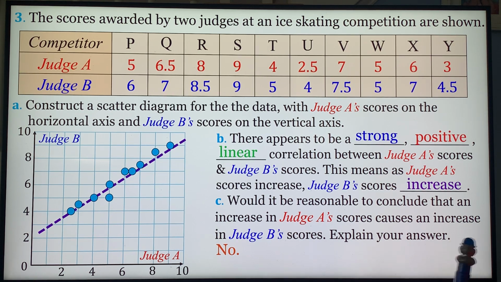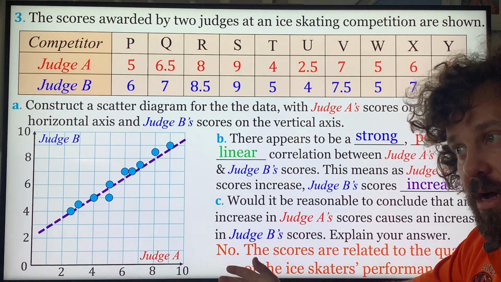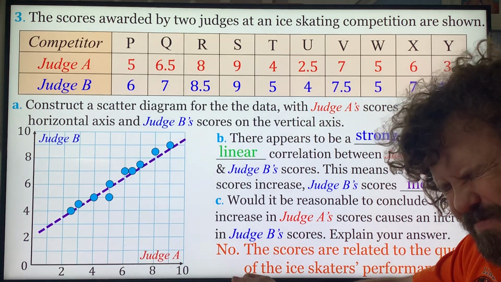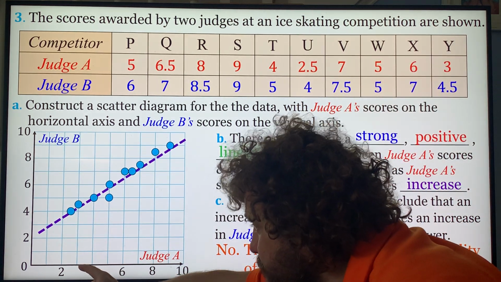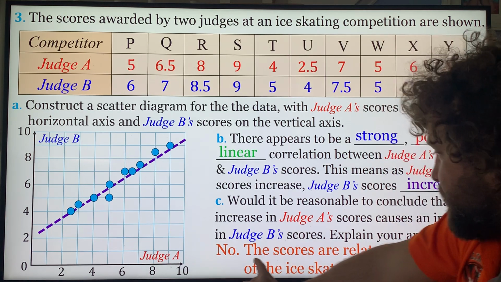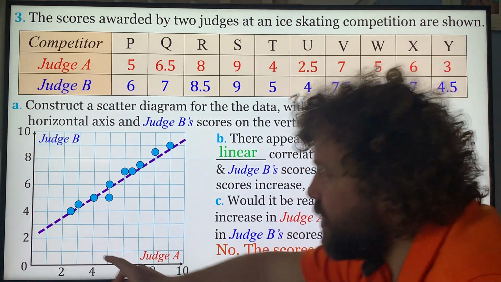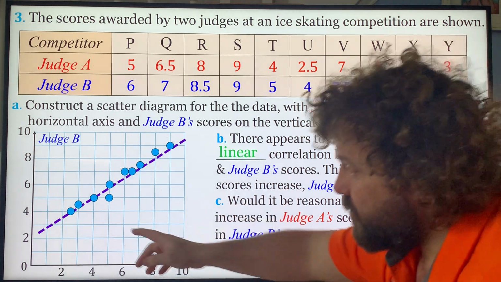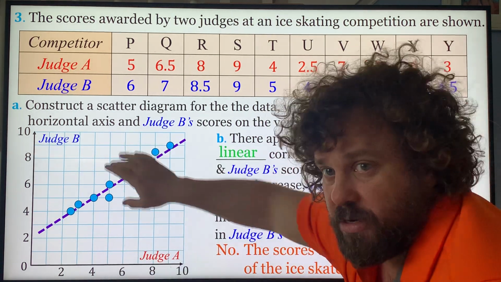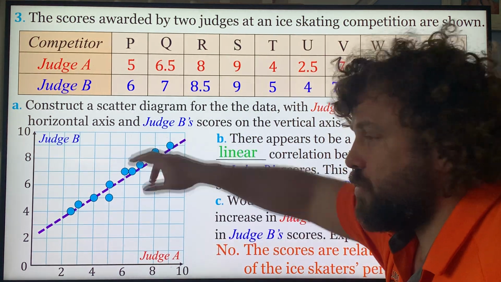You remember what I said at the beginning? The scores are related to the quality of the skater's performances. So here's how it works. I'm going to keep on saying the word wrong. Causality. All right? As judge A's scores go up, as the ice skater's performance goes up, those two are directly related. Judge B's scores go up as the ice skater's performance goes up. So those two are related. It just so happens that these two are both related to the same thing, and as that thing increases, so do both of these things.